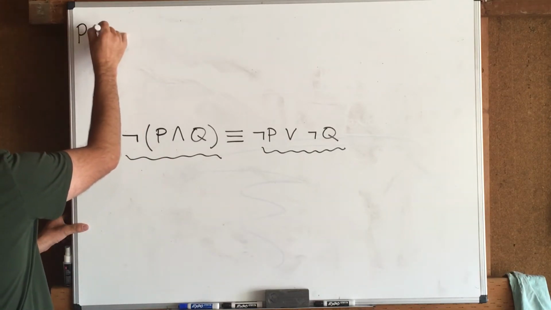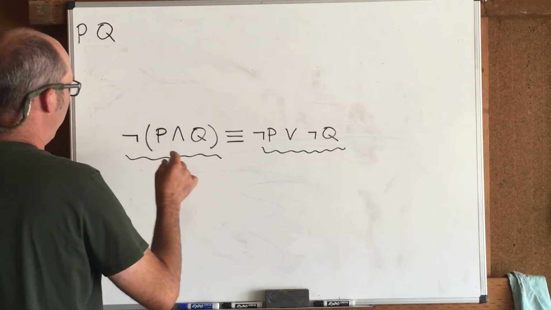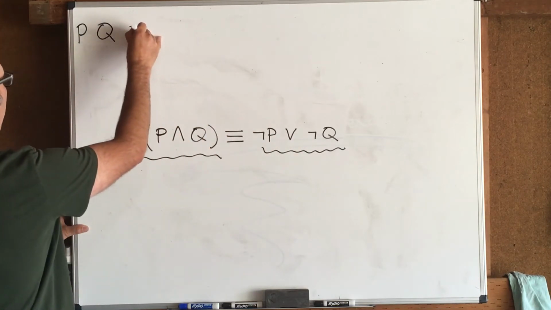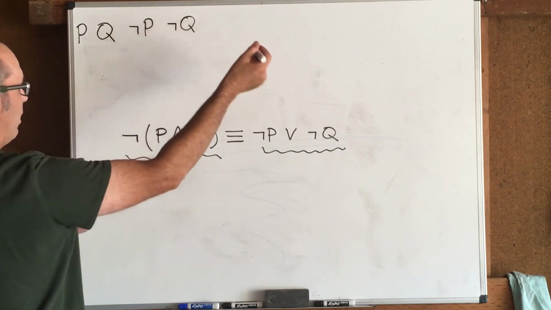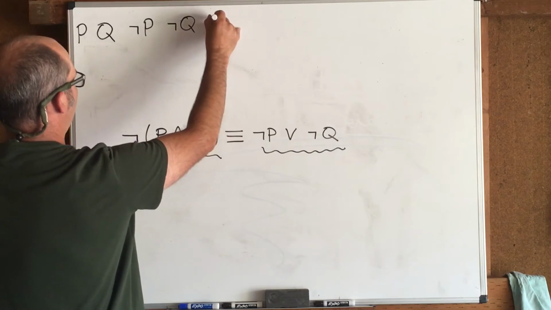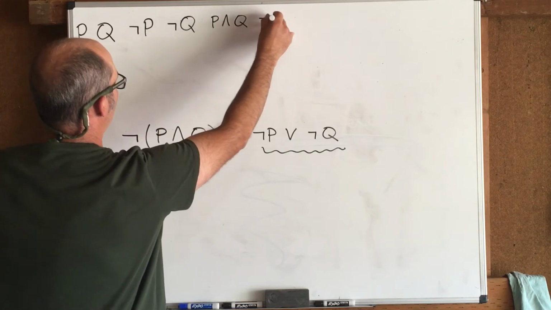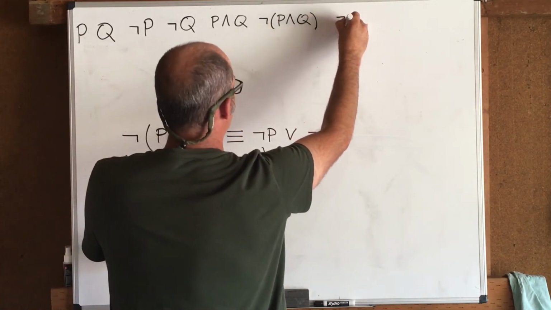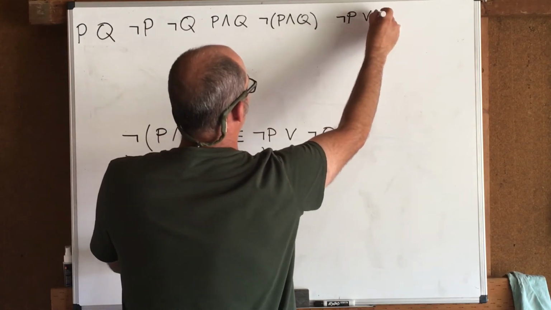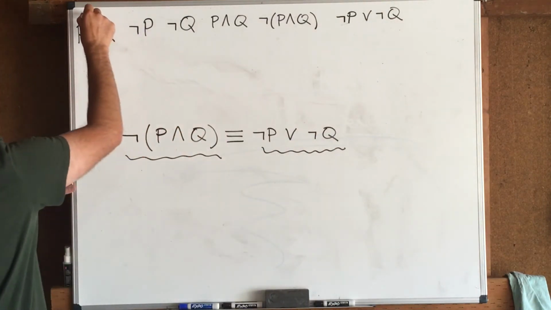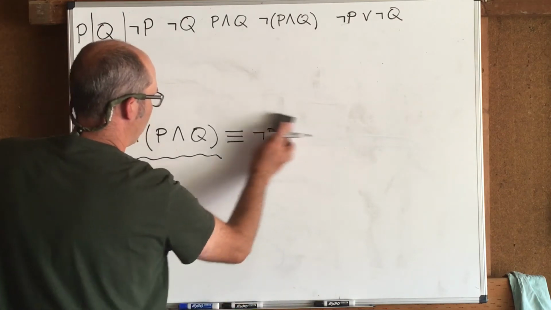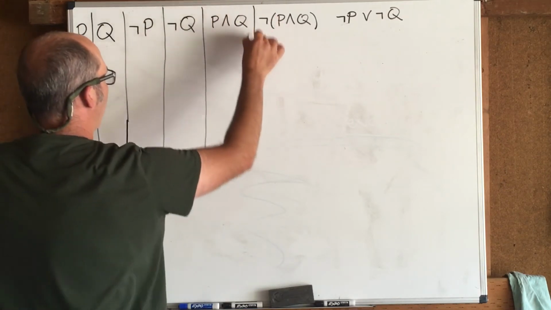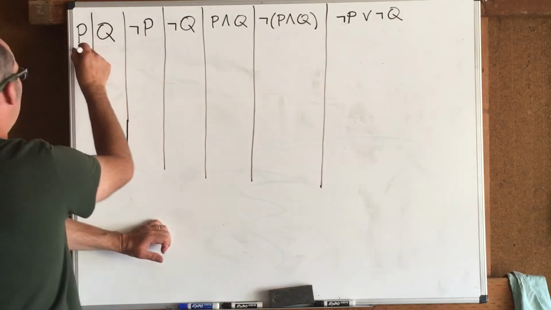All right, so let me make that truth table now. We've got P, Q. So I'm going to make a column for P, a column for Q. Look, we have a not P and a not Q, so I'll make a not P column, a not Q column, a P and Q column, a not (P and Q) column, and my last column, the not P or not Q column.